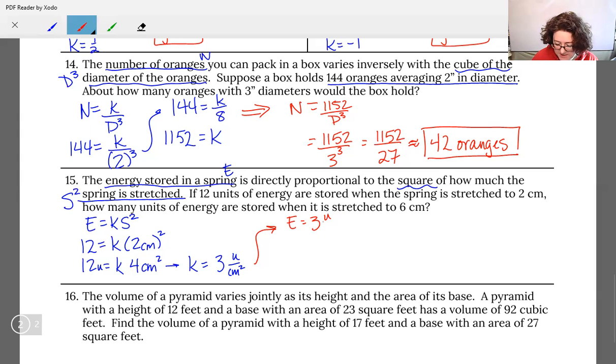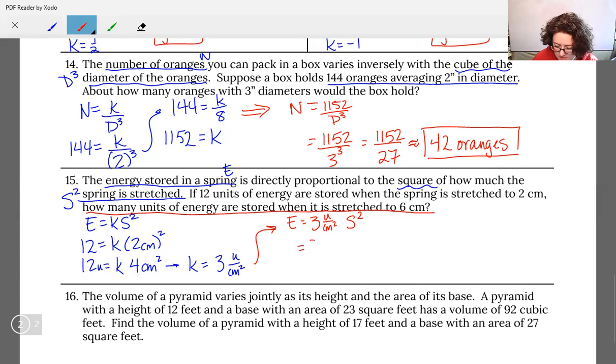If I have anybody who's taking chemistry, I know this is one of the things that you need to pay attention to, to make sure all of your units match up. Same thing in physics. It helps you figure out that the values you're working with are going to give you the correct format of answer. So then our last sentence says, how many units of energy are stored when it is stretched to 6 centimeters?